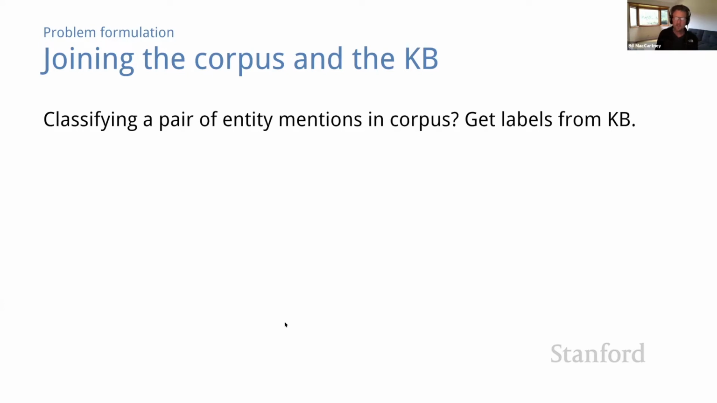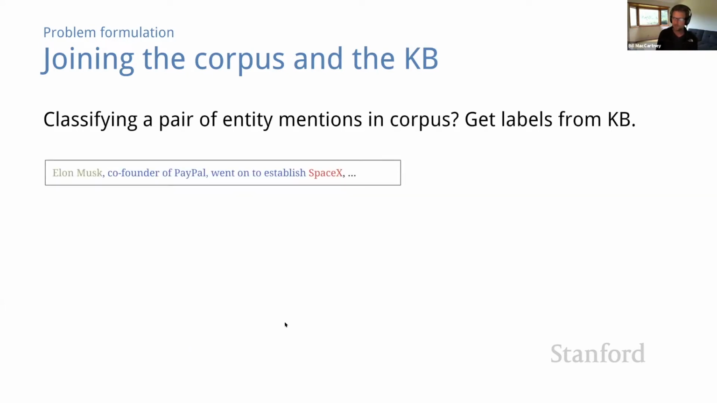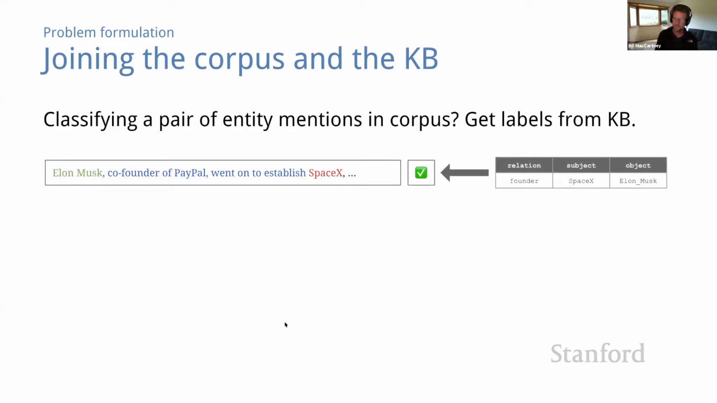And this is what it looks like. We have a corpus example like this. We're trying to label this specific example. And to do it, we can check to see if these two entities are related in the KB. Yep, they are. And we can use that to generate a label for this example. Labeling specific examples is how the fully supervised paradigm works. So it's an obvious way to think about leveraging distant supervision as well.